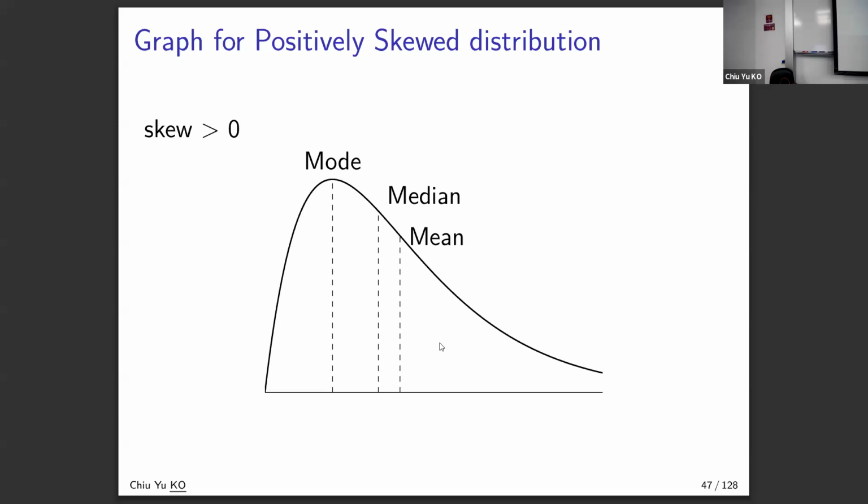Why? Because there's a bunch of people making a lot of money, and if you raise the power 3, this extreme value will expand, overcoming the effect of the lower numbers. So this is how you would get it. Of course, I'll give you some number example to justify this is right. But this will be the graph in your mind when you have positive skew, or right skew, like this, okay?